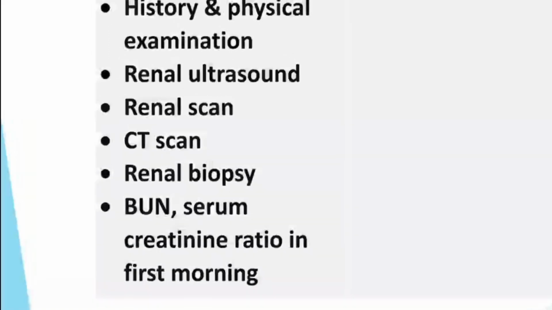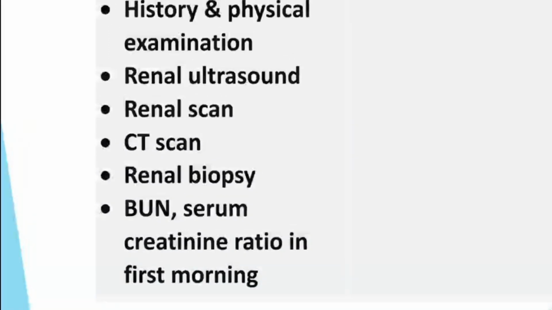Next, the renal ultrasound or UAC should be done to identify, and the renal scan we can do, CT scan, renal biopsy, as well as the blood urea nitrogen level, serum creatinine level should be checked.